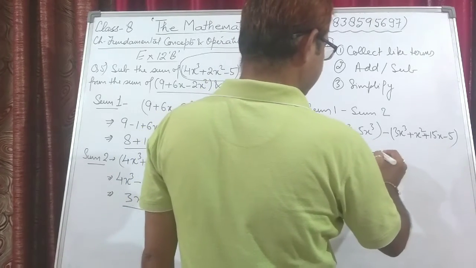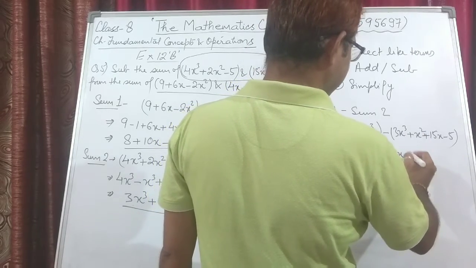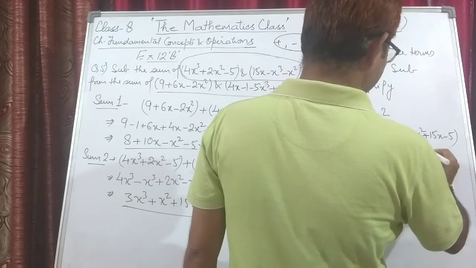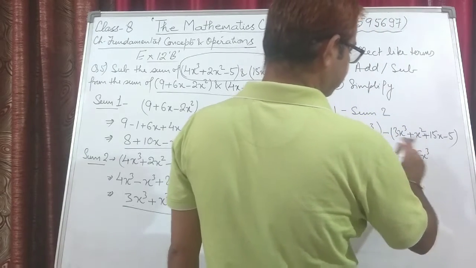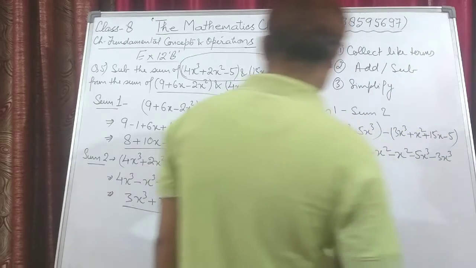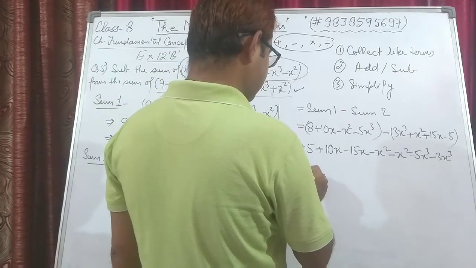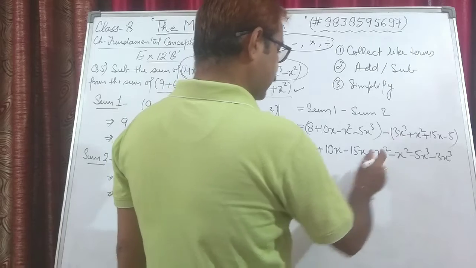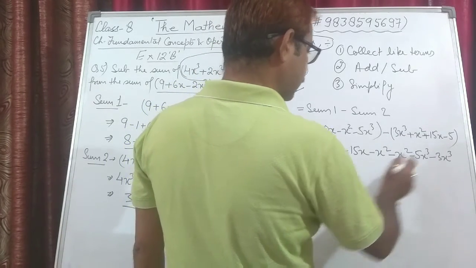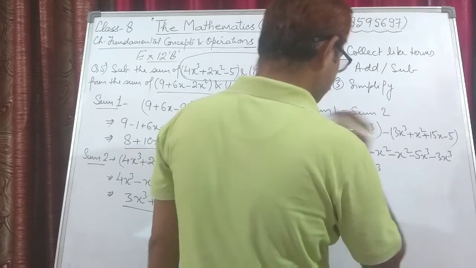Then minus x square is there. And when you open, this will also become minus x square. And minus 5x cube is there. So this is positive 3x square, so it will also become minus 3x cube. 8 and 5 is 13, 10 minus 5 is minus 5x, x square minus x square is minus 2 times x square, minus 5 and minus 3 is minus 8x cube.